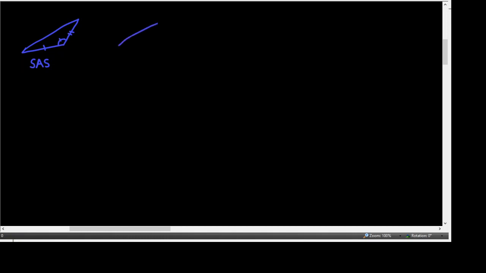Another way to prove that two triangles are congruent is angle side angle. And then the third way is side side side. So 3 sides that are all the same length as 3 sides of another triangle are congruent triangles, so side side side.